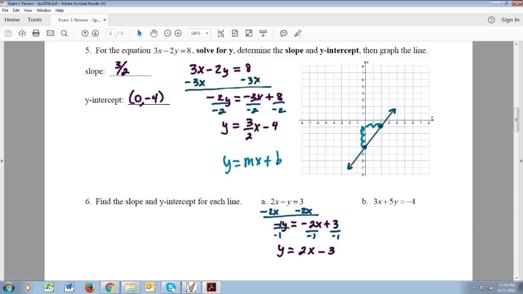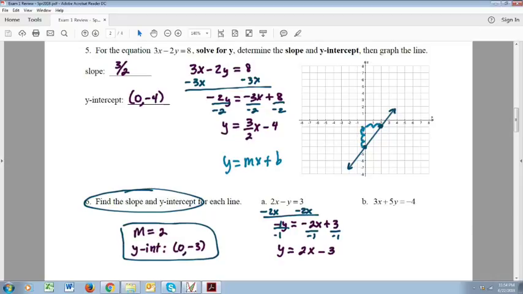And so our slope here is, remember we have to find slope and y-intercept, slope here is 2, and the y-intercept is 0, negative 3. So we'll do the same thing with part B, subtract 3x on both sides.